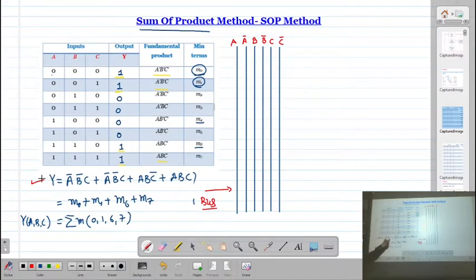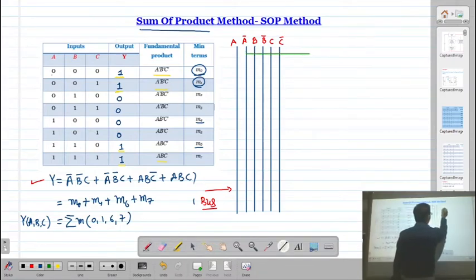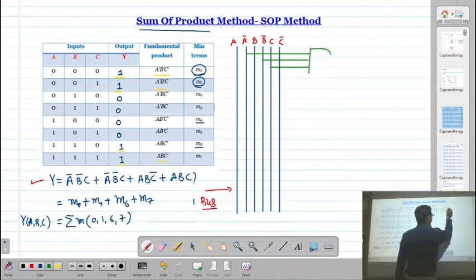First of all, we have a product, or the ANDing, of A bar, B bar and C. So we have to take the ANDing of A bar, B bar and C. Where is my A bar? A bar is here. So you draw a line, A bar, then B bar, and the third one is C, correct? Which gate do we have to use here? An AND gate. So you can draw an AND gate. This is representing A bar, B bar, and C.